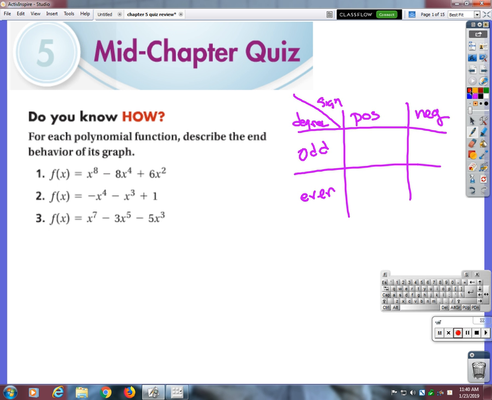And what you should have in your notes is that if it's odd and positive, then the end behavior will be down on the left and up on the right. If it's negative, that'll flip that around and make it up on the left and down on the right. If it's even, then both ends will be up. And if it's even and negative, then both ends will be down.